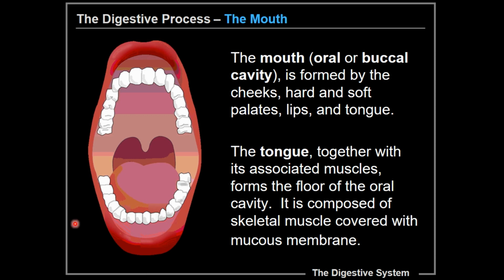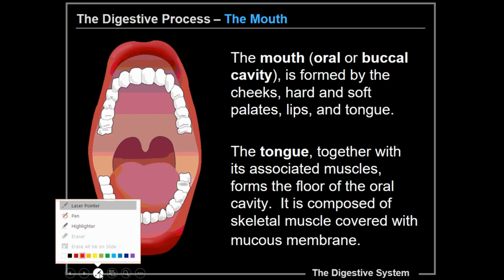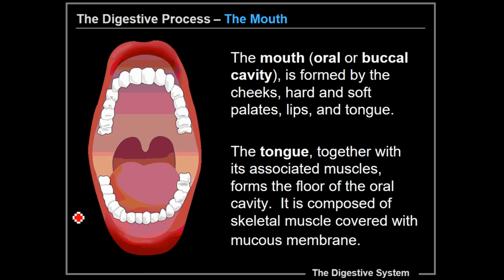Okay. Your tongue, together with the muscles that form the floor of the mouth or the oral cavity, is composed of skeletal muscle tissue covered with a mucous membrane. So your tongue is unique in that it is skeletal muscle. It is voluntary. You have control over it, obviously.